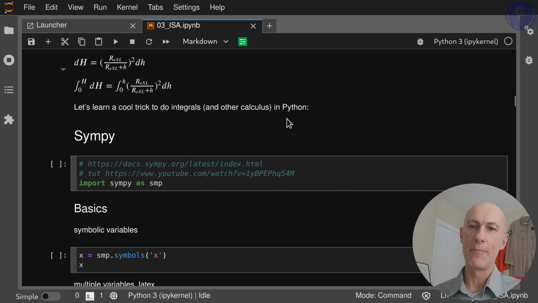So what is Sympy? Sympy is a Python library for symbolic math, and it's not a fully featured computer algebra system yet like Maple or Mathematica, but it does a reasonable job. And in our case here, it will help solving this integral and maybe help you later with solving some more calculus.